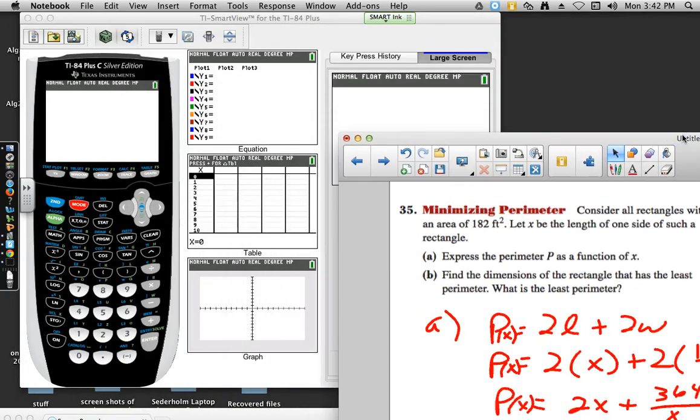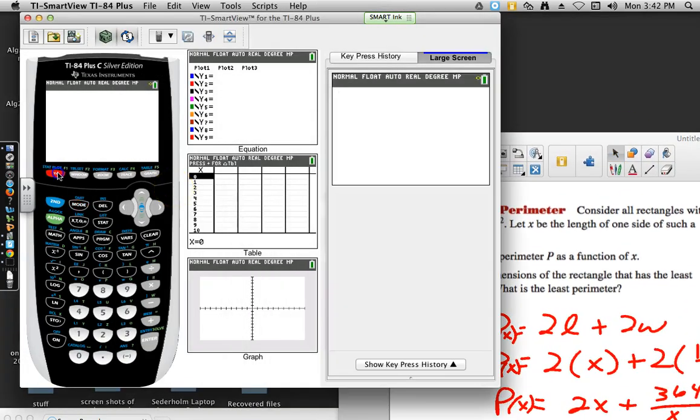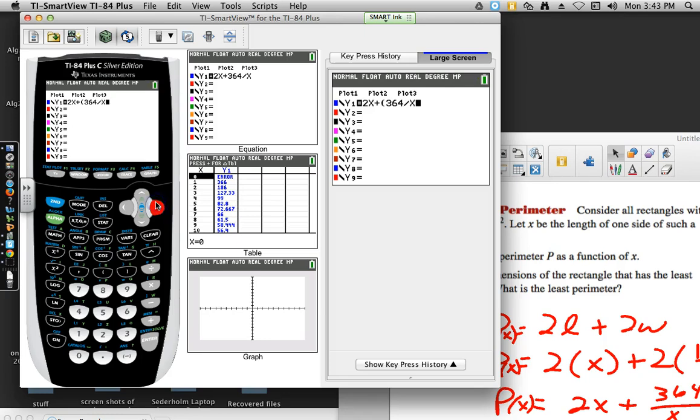So let me grab the graphing calculator here and go into y equals. And we need the calculator to graph for us that 2x and then plus parentheses 364 divided by x. Oh, it didn't take my parentheses, did it? Let's try this. I'll just try and insert. There, it took it. All right. We have that, and now we'll go to window.